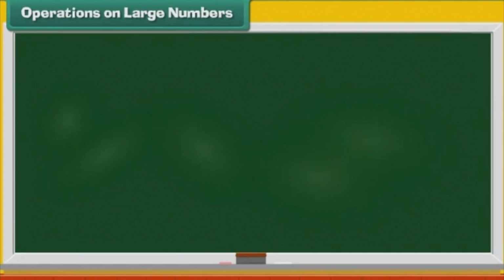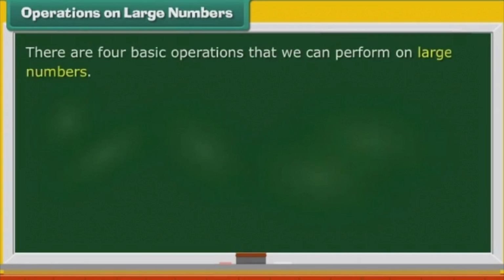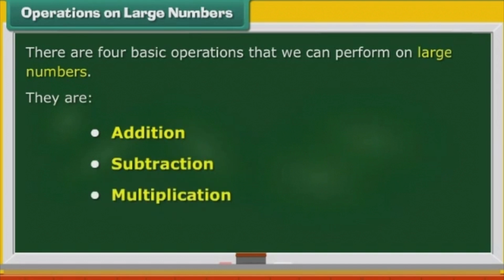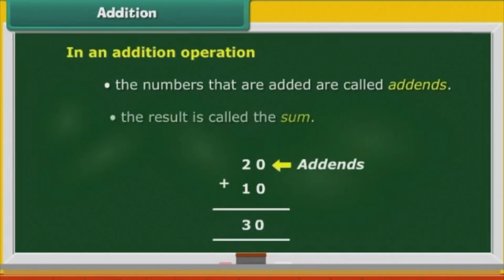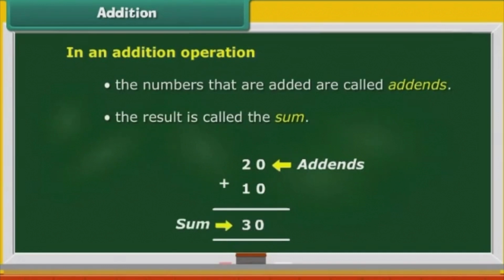Operations on large numbers. There are 4 basic operations that we can perform on large numbers. They are addition, subtraction, multiplication, division. Let us look at them one by one in detail. Addition. In an addition operation, the numbers that are added are called addends, and the result is called the sum. Before we begin, let us understand some rules of addition.